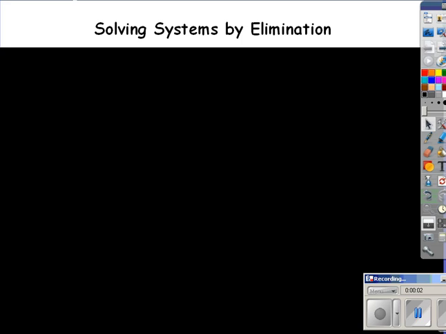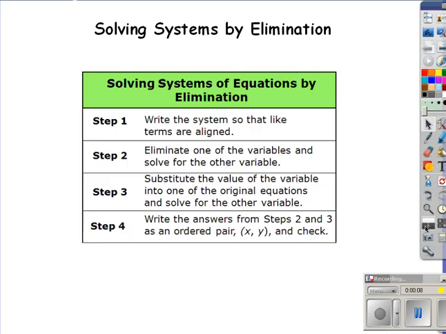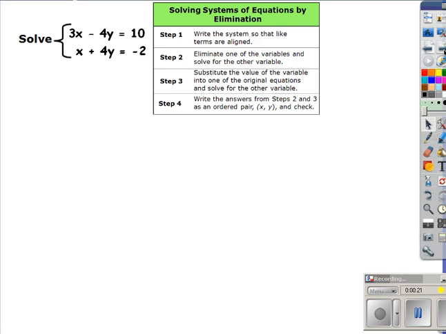All right, this is chapter 6.3 on solving systems of linear equations by elimination. So the first thing I want you to do is go ahead and write these 4 steps down. These are the 4 steps that you need to solve a system of equations by elimination. So go ahead and pause it, write these down. All right, now that you have those written down, we're going to do an example here.